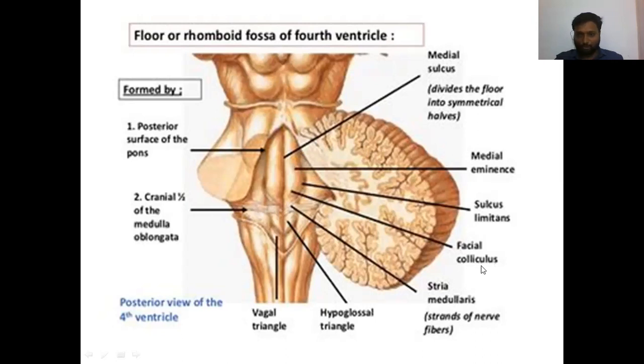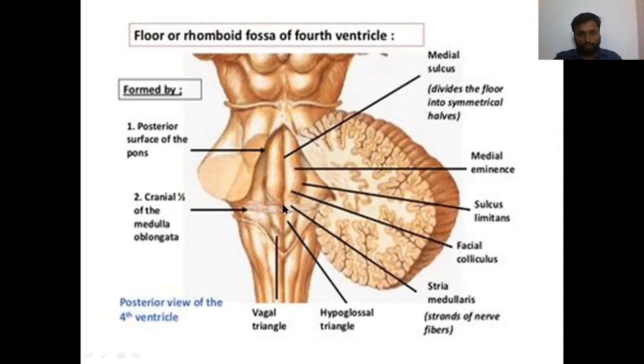Colliculus means nothing but a projection. This projection is produced by some fibers of the facial nerve. So it is known as the facial colliculus. Median sulcus, limiting sulcus, and in between these two sulci, this elevated area is the median eminence with the facial colliculus.